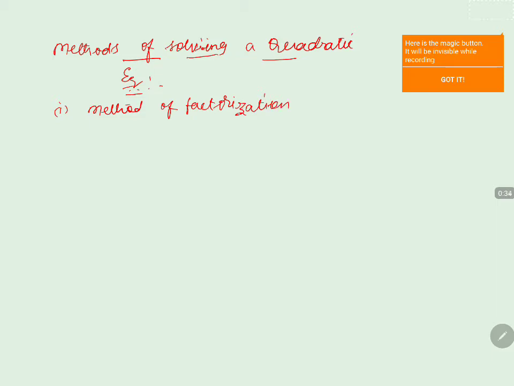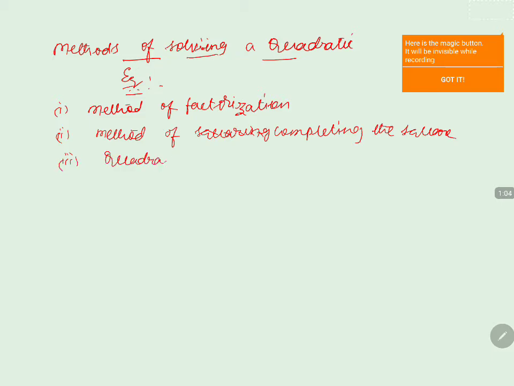The second one is known as the method of completing the square. And the third one is known as the quadratic formula method. So these are the three methods that are used in order to solve a quadratic equation.